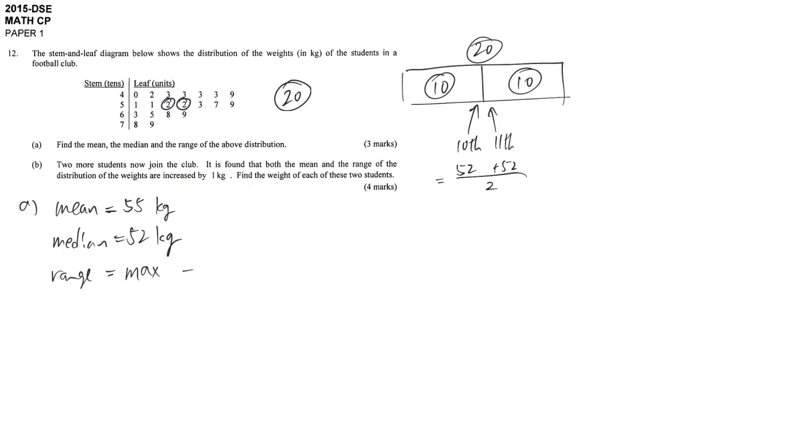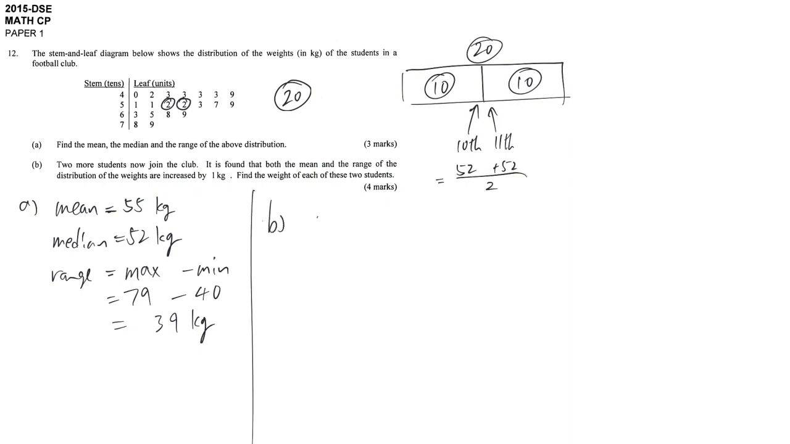And then the range is talking about the maximum minus minimum. Again, it's straightforward. It's just simply 79 minus 40. We get 39. It's the maximum difference. That means the range. And then part B, they say that 2 students now join the club. That means we are going to insert 2 data, and both the mean and range increased by 1.